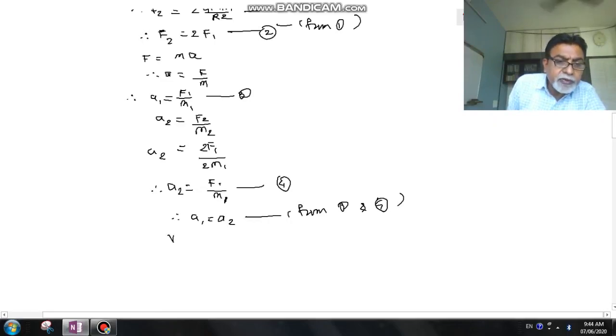Look here, v is equal to what? u plus at. Now u is equal to 0, and t is the same for both of them. T is the same, let us take the same time for both; suppose both are coming in the same time.